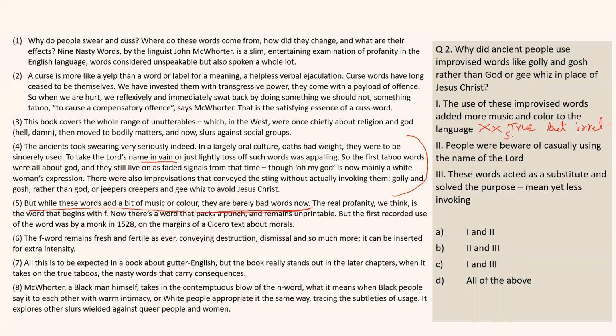This is also a scrambled option. So there are two traps in it. Scrambled means it is given somewhere else in the passage, right? Scrambled with the idea being asked. Option 2, people were wary of casually using the name of the Lord. Yes, they were wary about it. Wary means cautious. So this definitely will come.